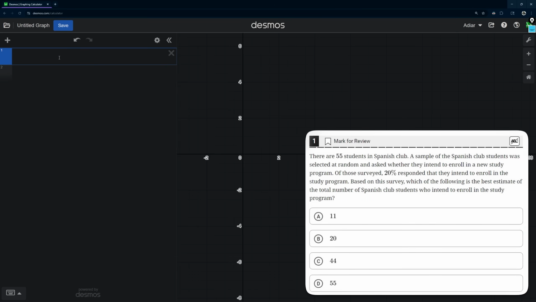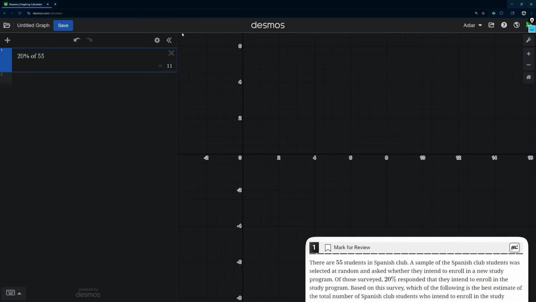It sort of goes without saying that if we take a random sample of the Spanish club, then that's going to be a good estimate of the total number of Spanish club students. They're not testing us on advanced statistics, right? So we're just going to assume that a random sample is the same percentage as the entire population. So it says there are 55 students in the entire Spanish club, and 20% of them intend to enroll in the study program. So it's really as simple as just saying 20% of the 55 students intend to enroll. So the correct answer would be A.